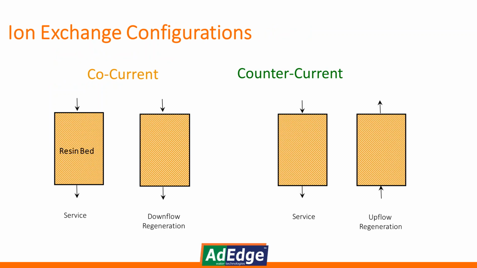So, in ion exchange design, you can have your standard co-current design, which is a downflow regeneration, downflow service, pretty standard type system. Countercurrent is another design that's commonly used. There's certainly some other variations, but these are the most common. And in a countercurrent, you would do a downflow service, upflow regeneration.